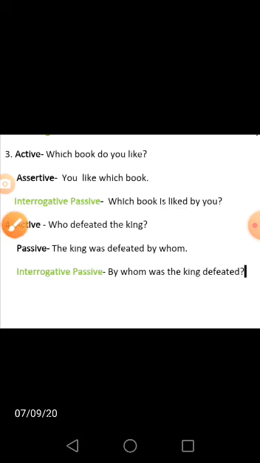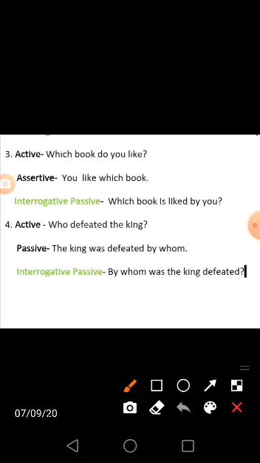Okay, now come to the last example. The last example is written in active. Who defeated the king? Very important example it is. All of you listen to my explanation very carefully. Who defeated the king? Here, see, who means the subject. It can be Ravana, it can be the name of any person. So he or she defeated the king. Okay, so defeated whom? The king. It is the object.